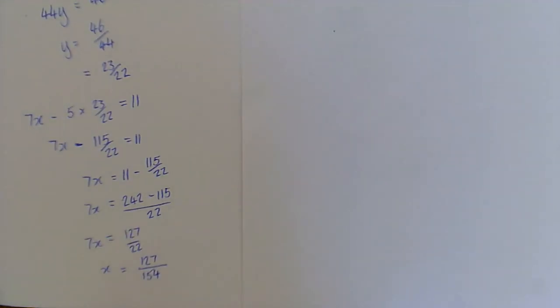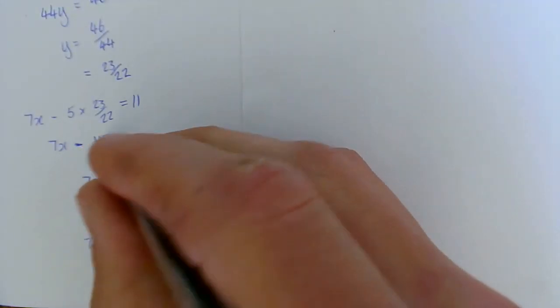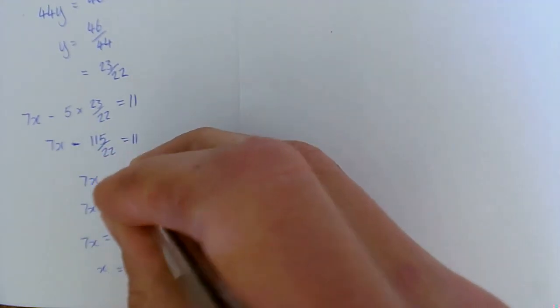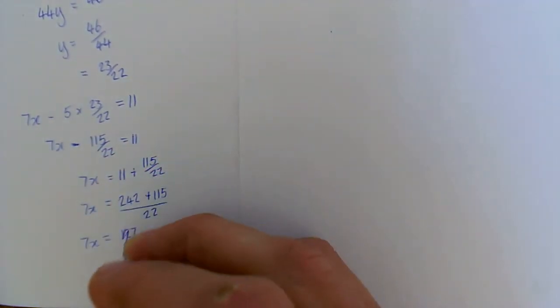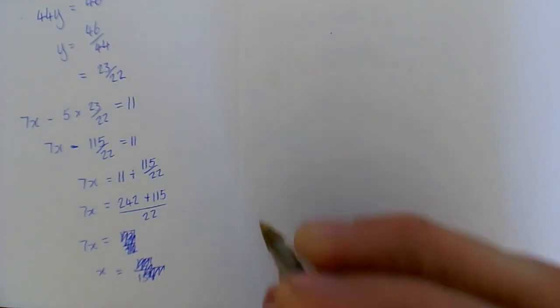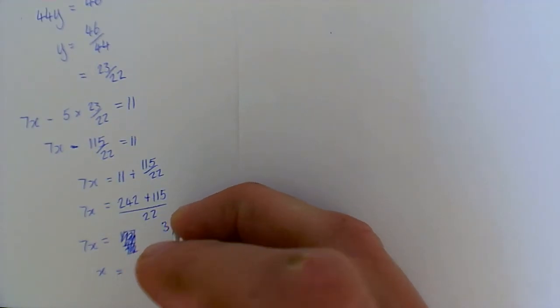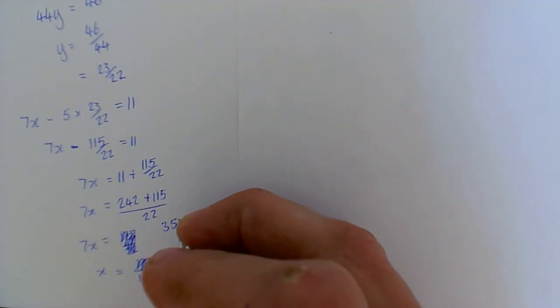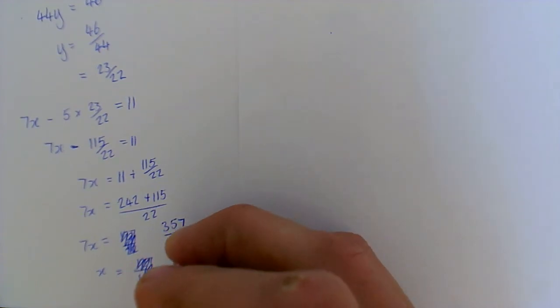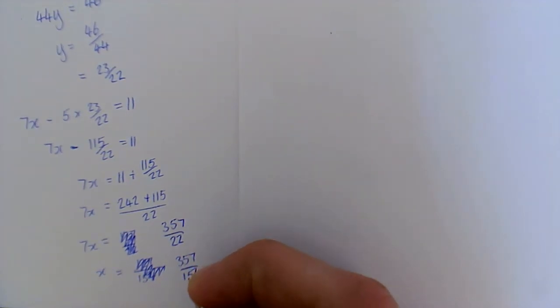Now, you might have noticed a slight pause there in the video. That was because I realized I made a mistake, which was I took this to the other side and I should have added it. So apologies. You're probably screaming at your screen wondering why I couldn't solve an equation. Doing that gives us 357 over 22. Dividing by 7, we get 357 over 154.